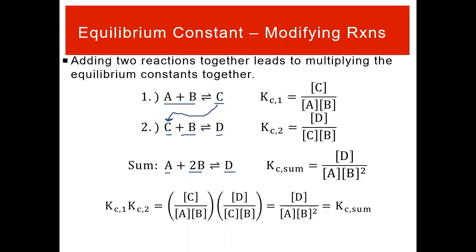This is just showing the work. Trust me, it works. Basically, the C terms cancel out, and then the B's combine to give you that square, which is consistent with how we've defined equilibrium constants up there. So if you're combining two equilibrium reactions to equal an overall reaction, you're adding those together. That's the same thing as multiplying the equilibrium constants together.